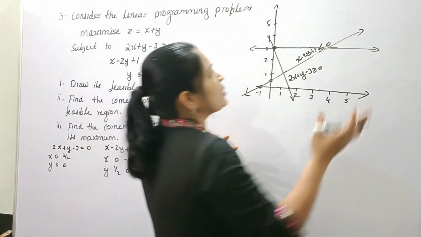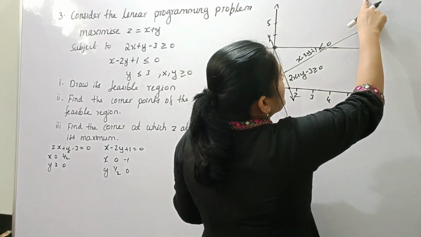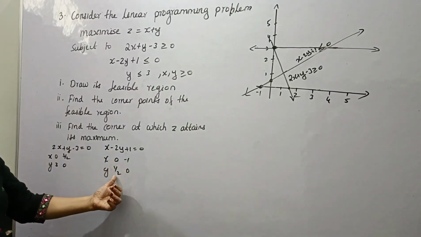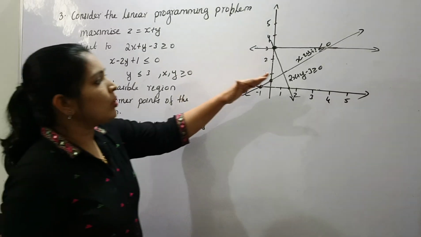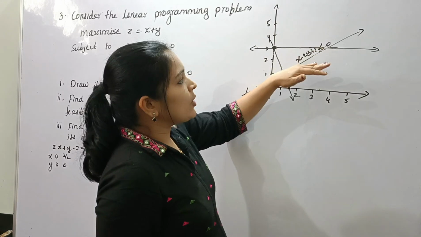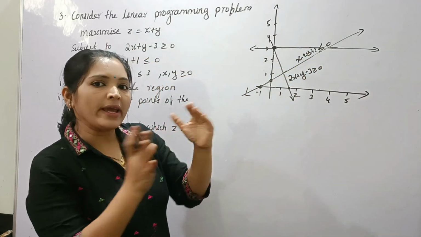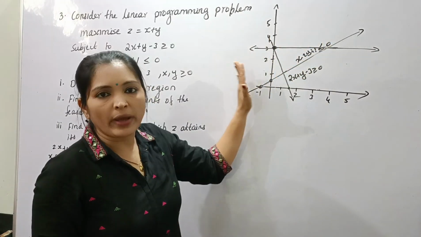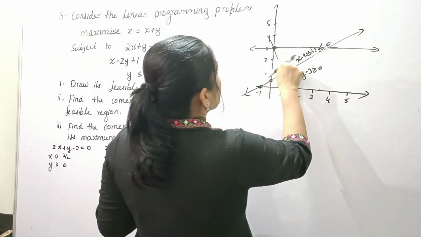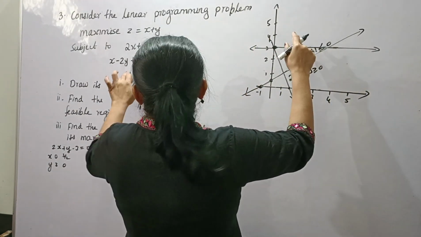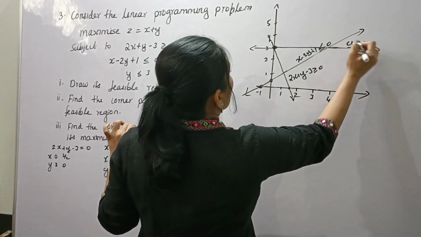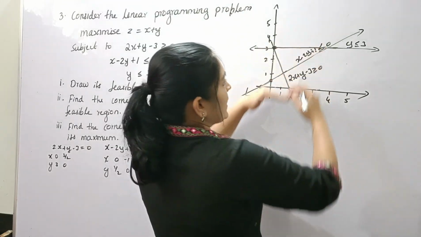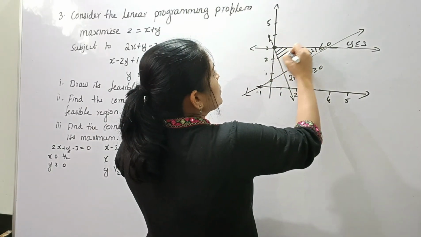If you want, you just take the values, put x is equal to 1. Here you will get y is greater, right? Therefore, x minus 2y plus 1 less than or equal to 0, here we will get y is greater. Therefore, the region is towards the y-axis. Next is this line, y is less than or equal to 3. Therefore, towards the origin, so this side. So the common region is this one.